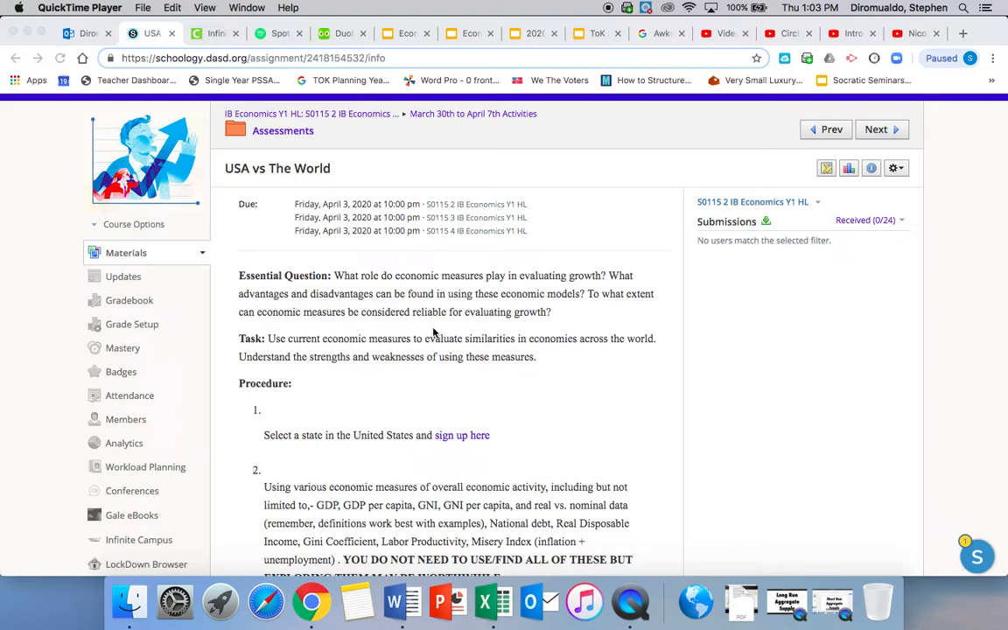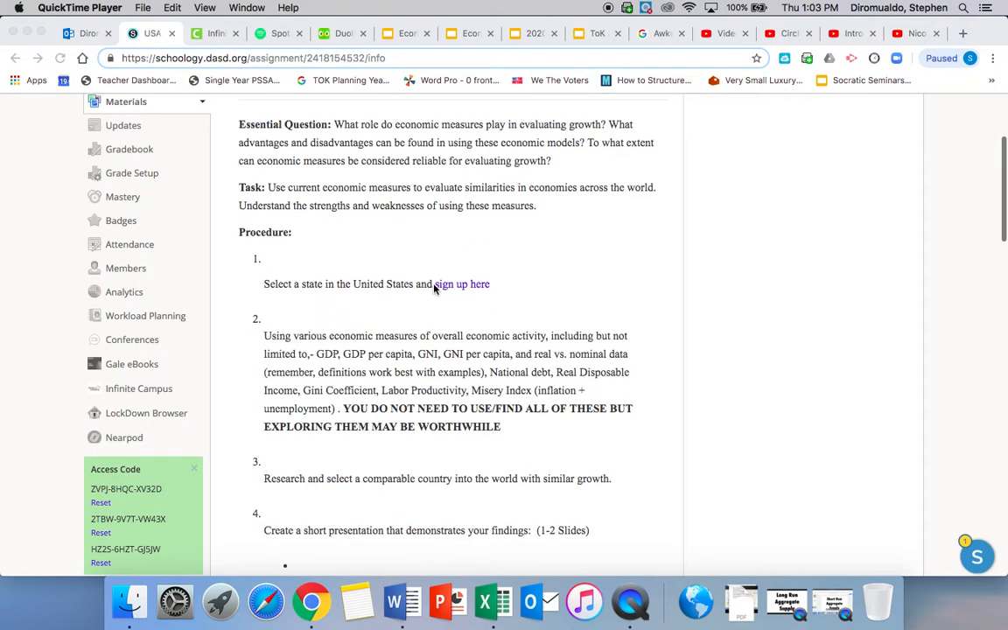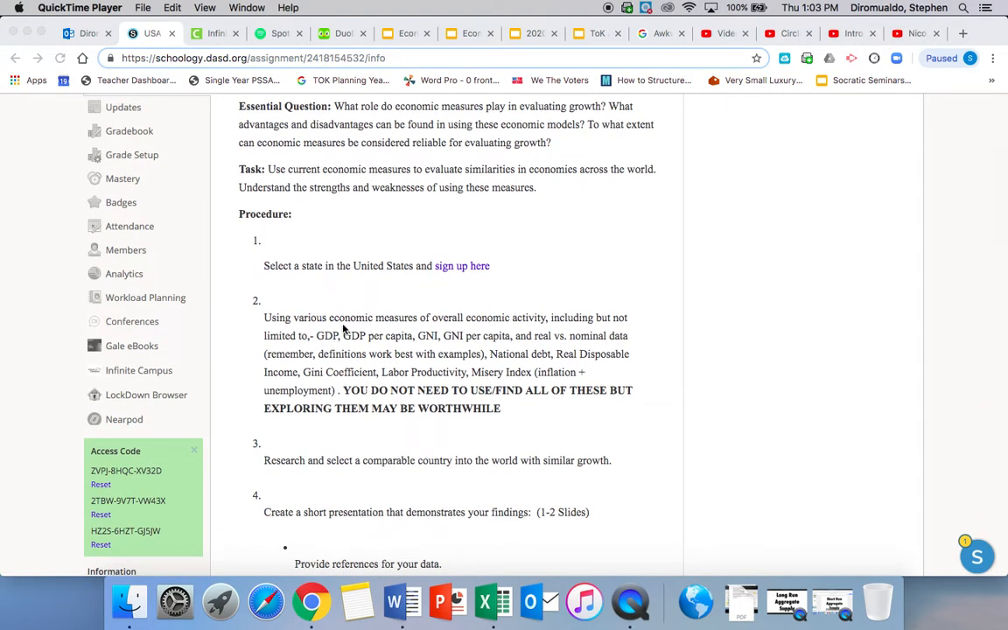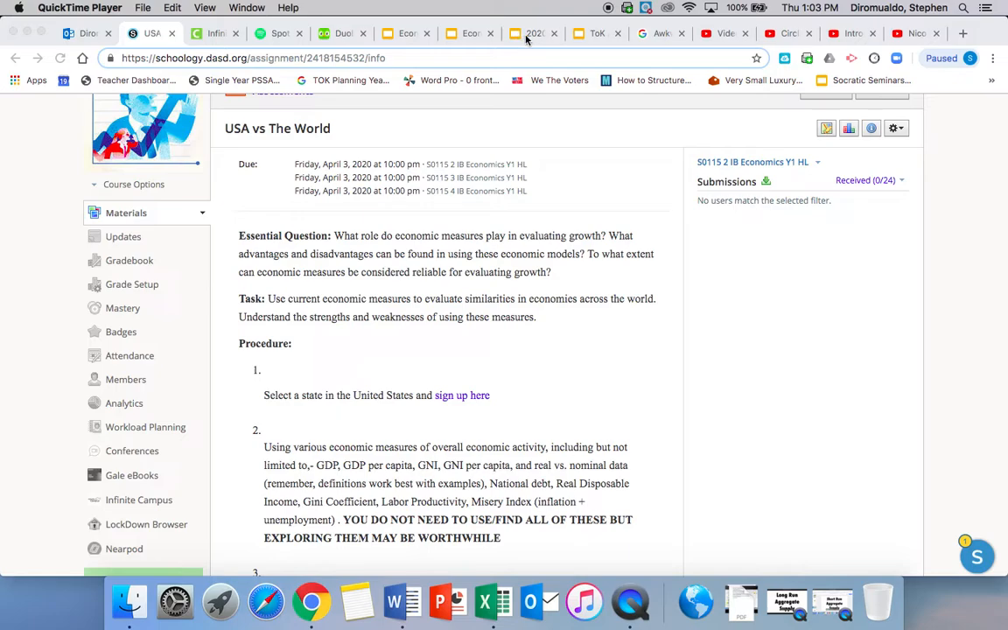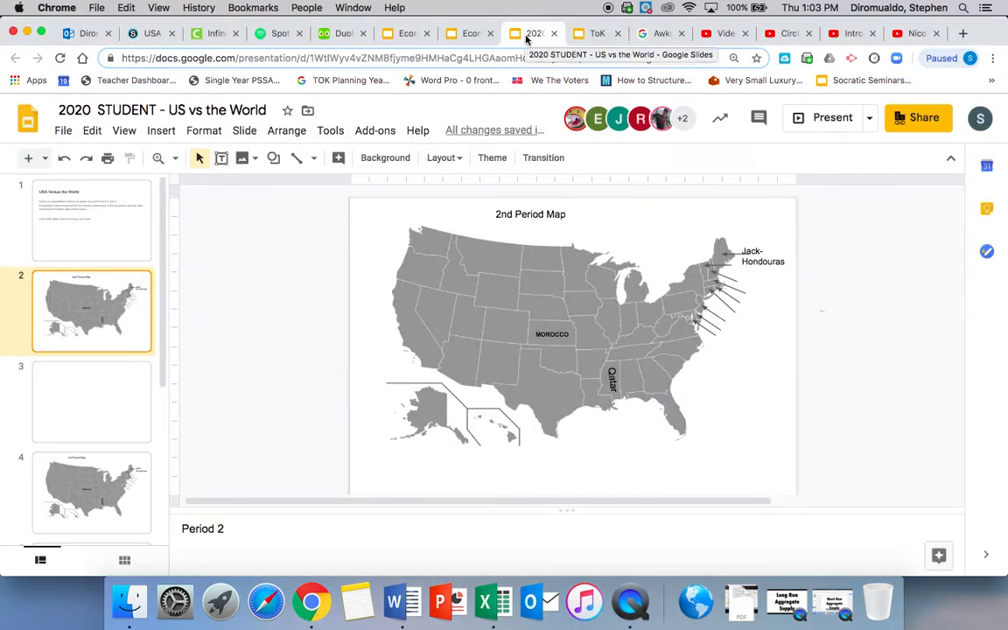All right, first you need to create a slideshow comparing your state and your country using at minimum the GDP and GNI numbers. Okay, and then any other interesting information you think is worth noting. Those slides go in this slideshow, the 2020 student USA versus the world. Look for your map. It's in the order of the period that you're in.